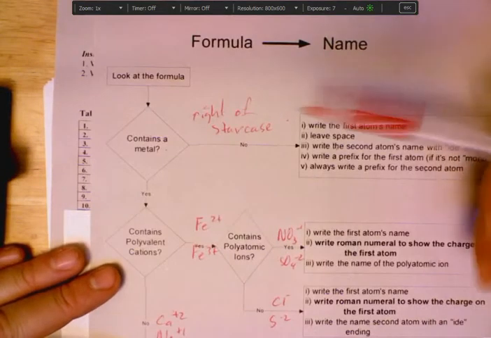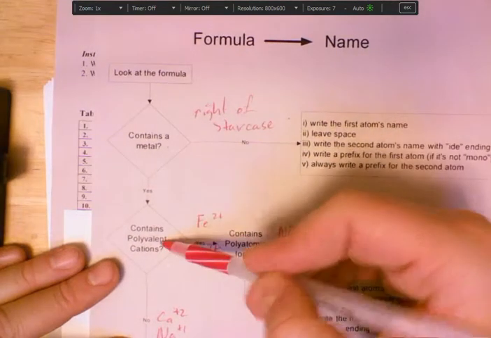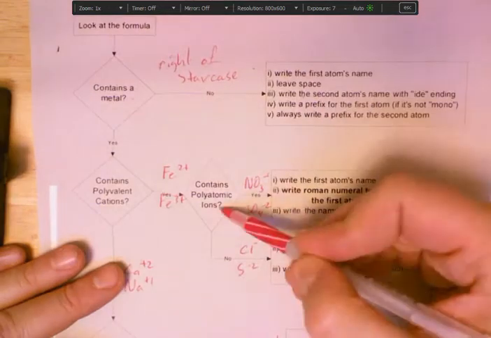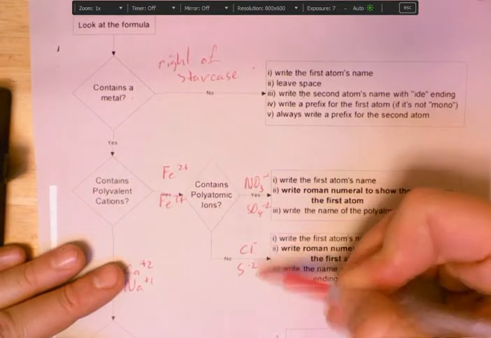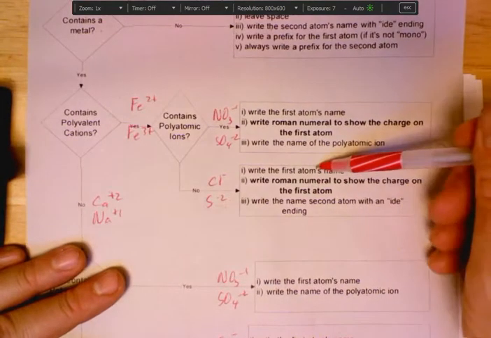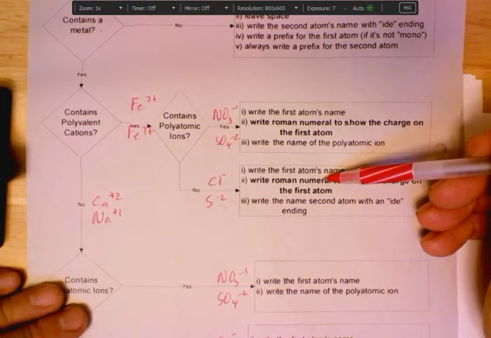And let's take a look at our flowchart here. Does it contain a metal? Yes, it does. Is there a polyvalent cation? Yes, it contains iron. Is there a polyatomic ion? No, in this case we just have simple anions, like chloride or sulfide. So here's what we're going to be doing. We're going to write the first atom's name, and then we're going to write the numeral to show the charge on the first atom. And then we're going to write the second atom's name with an IDE ending.